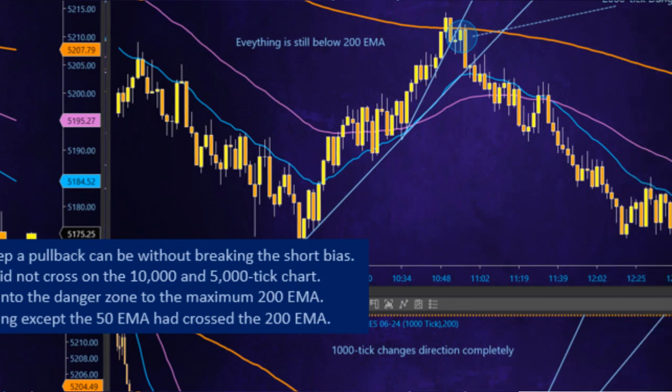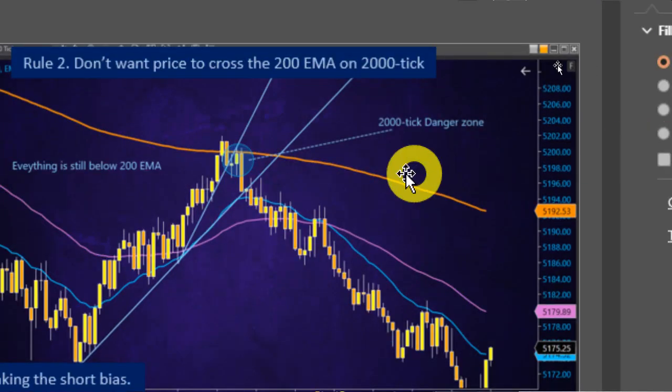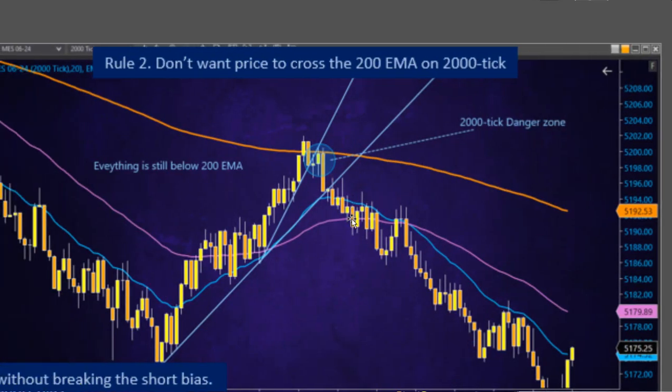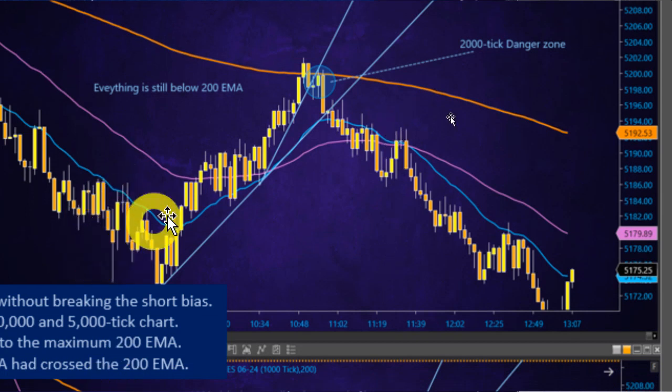Now, we're noticing on the 2,000 tick chart, price had pulled back all the way to the 200 EMA right here. There's a double trend line break. There's an accelerated trend line that broke at the top, which was the best entrance. There was another trend line break right here, which was the secondary entrance, or more of a confirmation entrance.